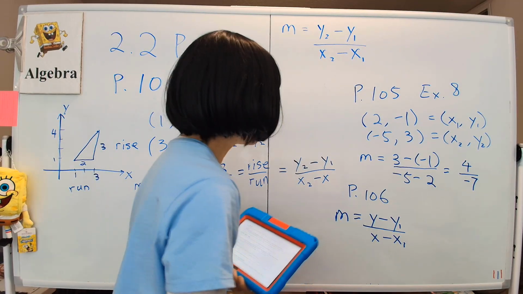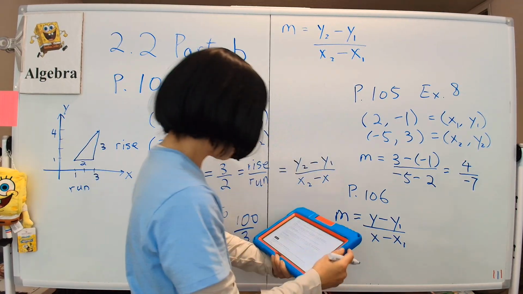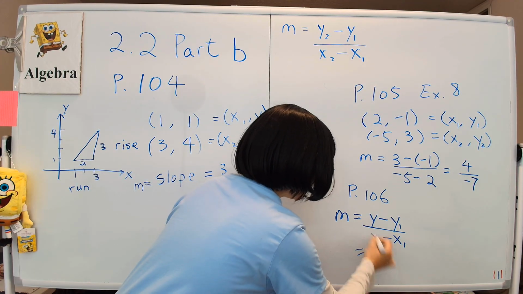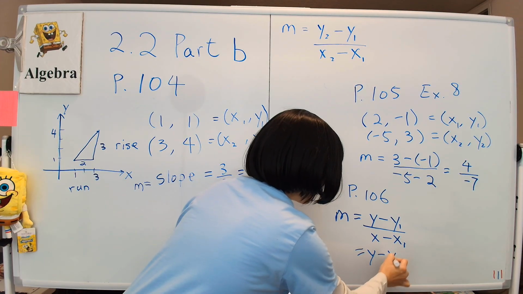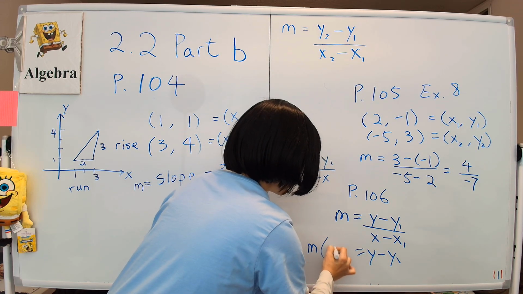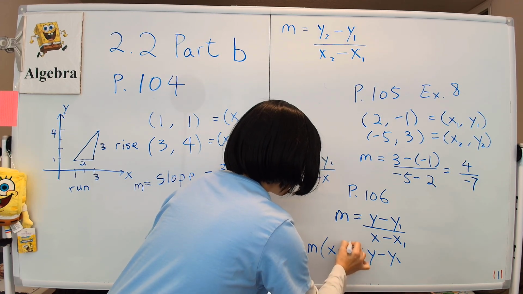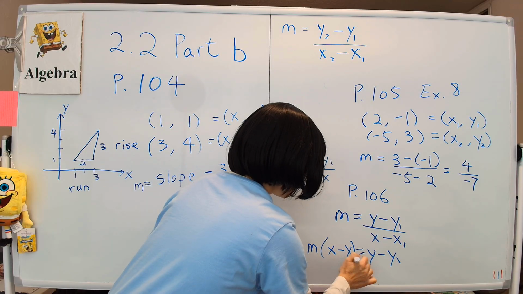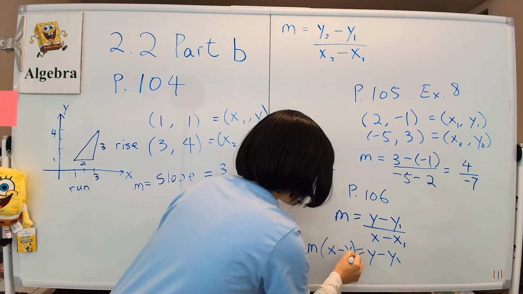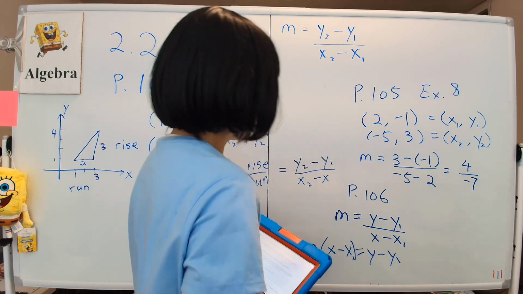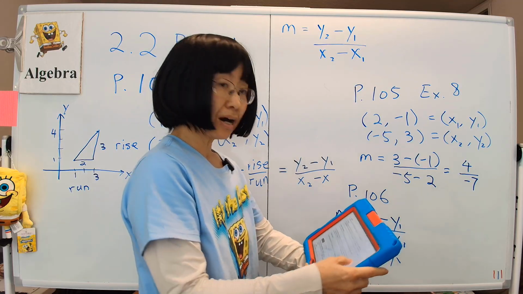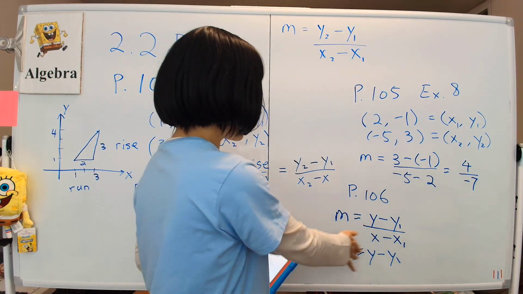Before I clean off, I should mention that because of this, here's the equation, where another way of saying this is y minus y1 equals m times x minus x1. Okay, so I have an m there, so this is the equation on page 106, and that's where it comes from.